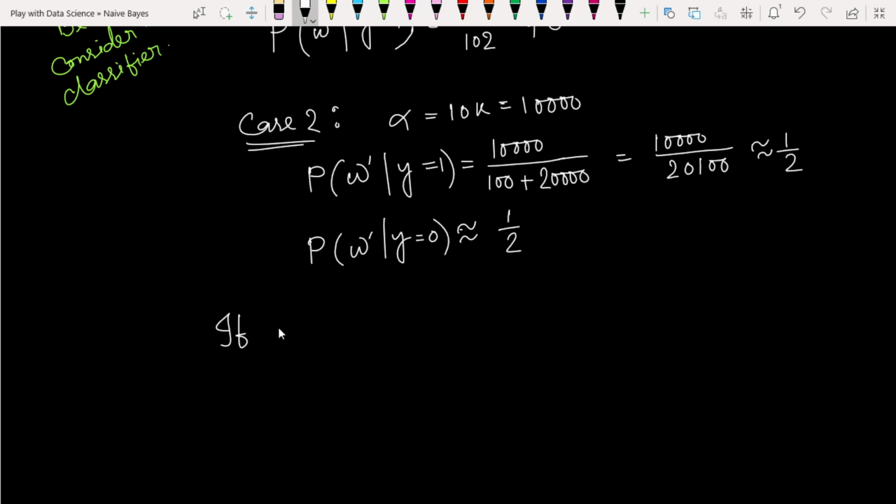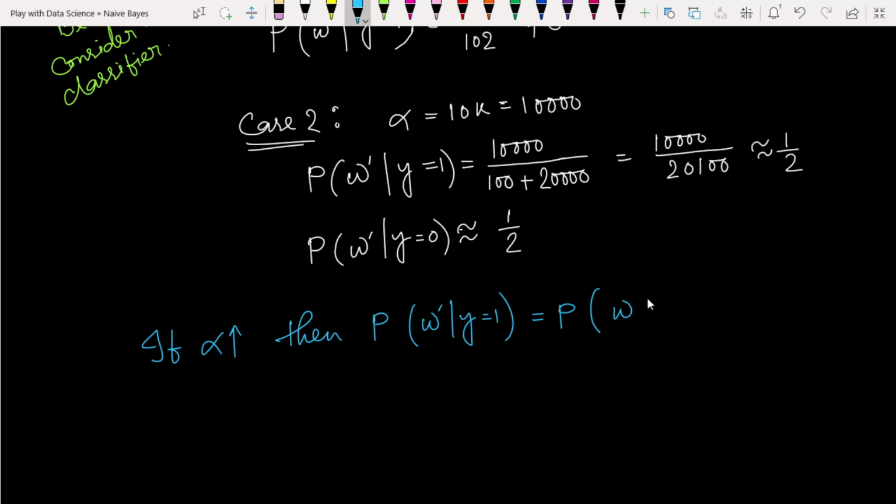To summarize, if we increase the value of alpha, then the probability of w dash given class label equal to 1 equals the probability of w dash given class label equal to 0, which is nothing but half. I think this is clear.